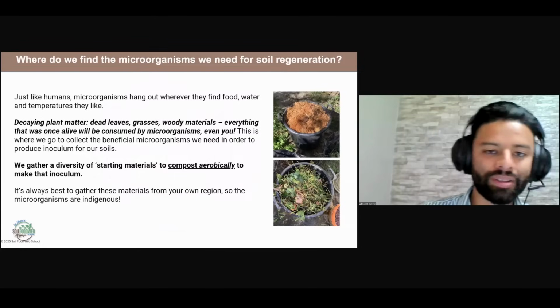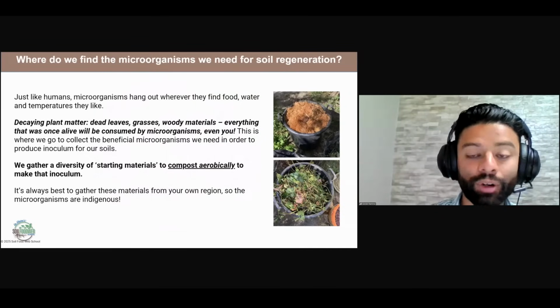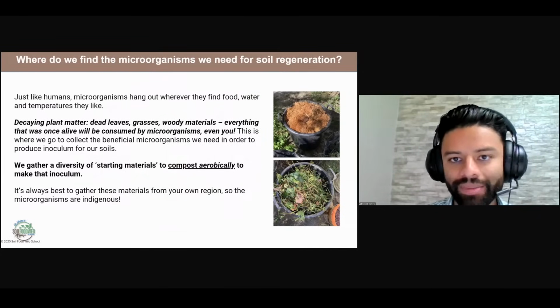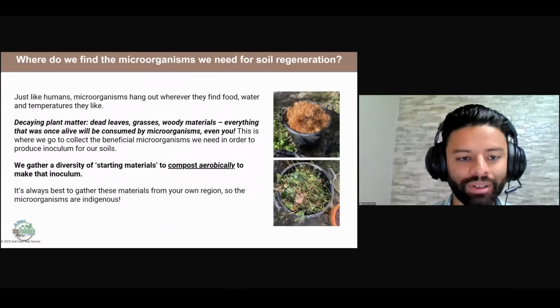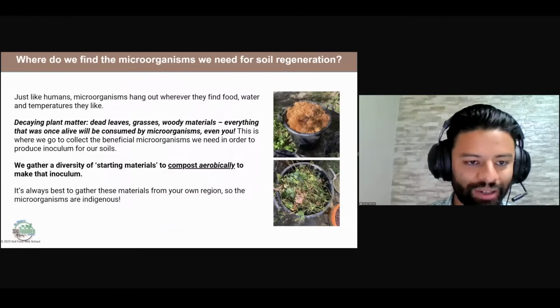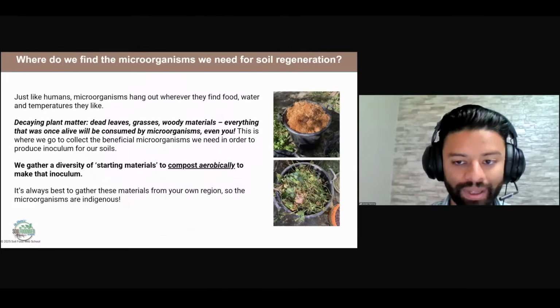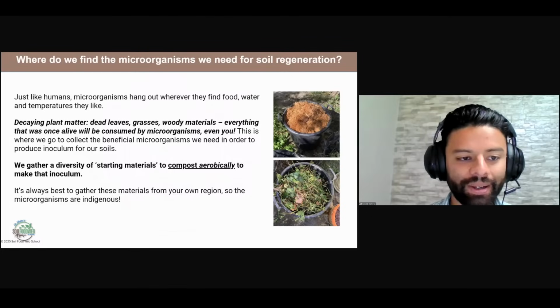Again, our purpose here is to build soil, and for building soil, we're mainly building the aerobic populations of microorganisms. That's why we emphasize a lot on having the right proportion of things, the right porosity in our piles, so that we really develop the conditions for those beneficial guys to thrive.